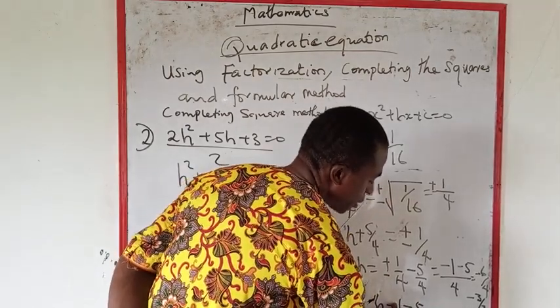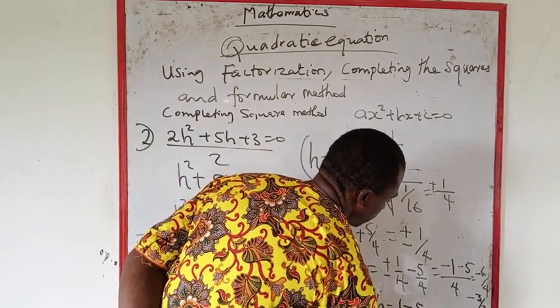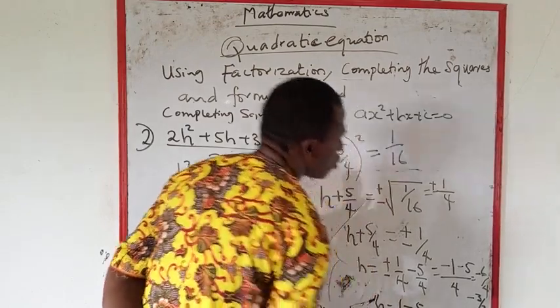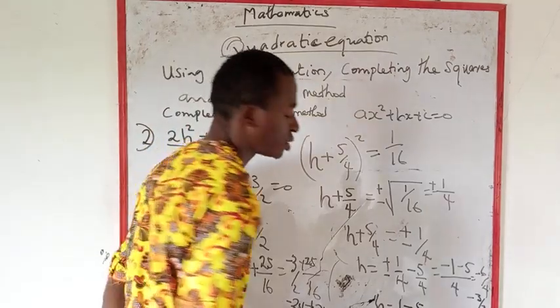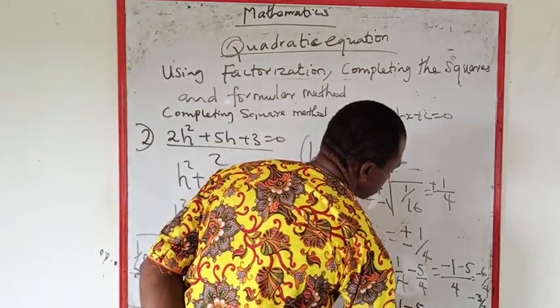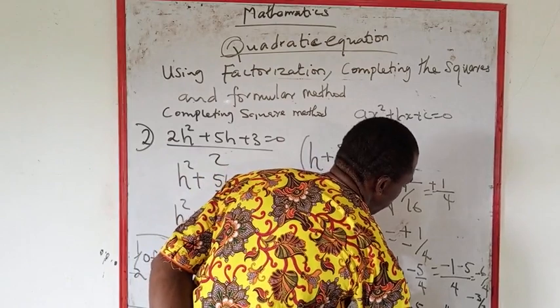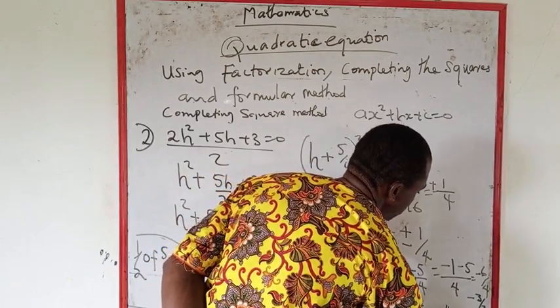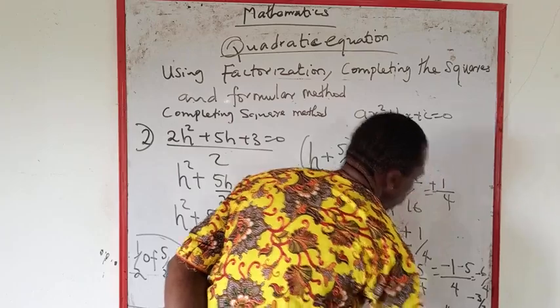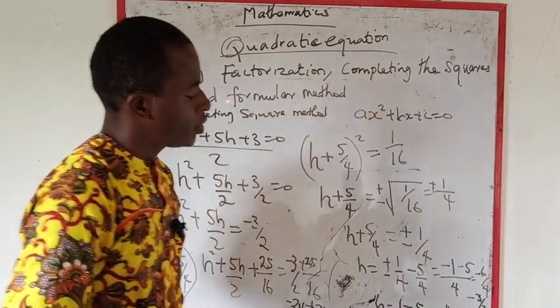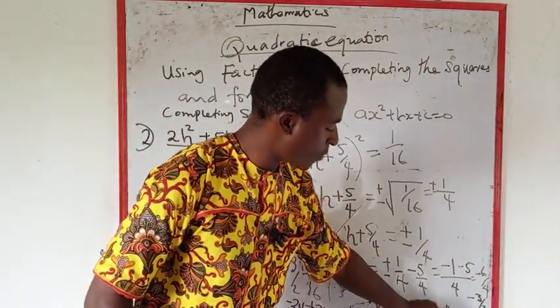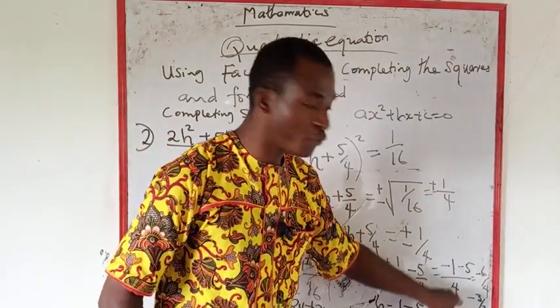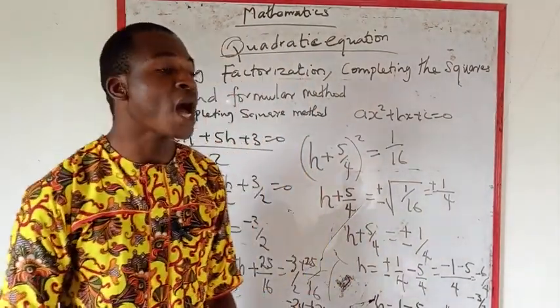So that is minus 1 minus 5. So we now add this. Minus 1 minus 5 will give us minus 6 over 4. Hmm, so the answer will now be minus 1 over 4 minus 5 over 4 giving minus 6 over 4. You can see how we have got it.